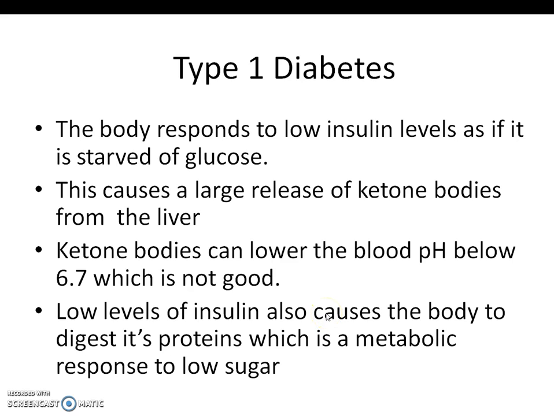The body responds to low insulin levels as if it is starved of glucose, and this causes a large release of ketone bodies from the liver, and ketone bodies are able to lower the blood pH below 6.7, which is not a good thing at all. And low levels of insulin can cause the body to digest its proteins.